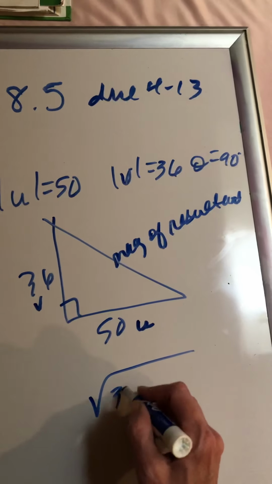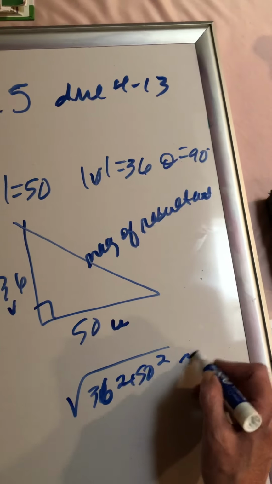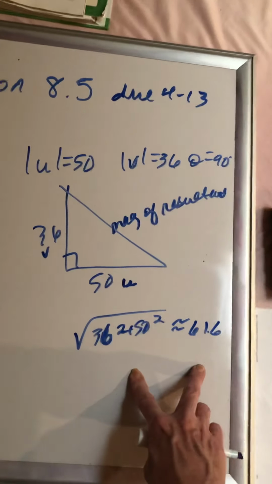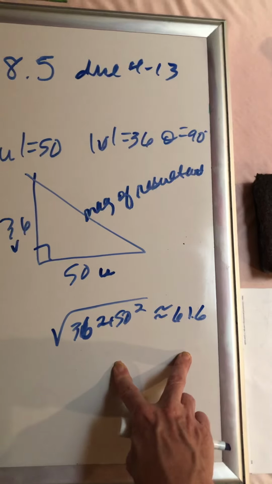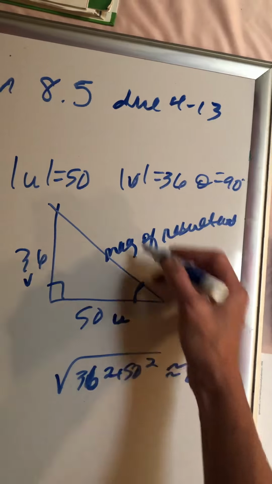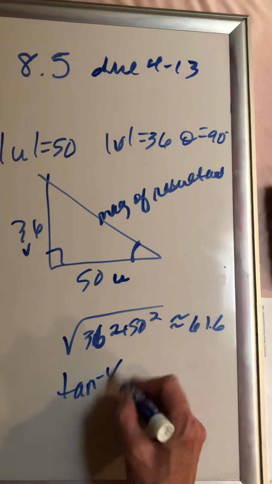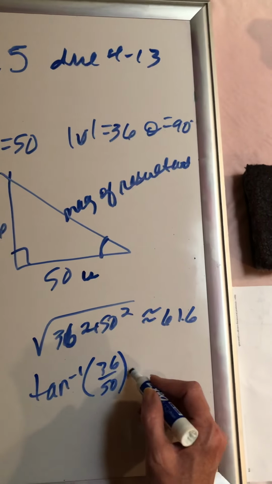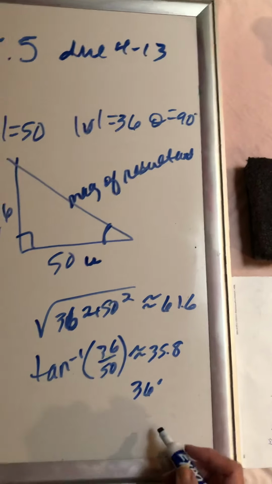So again, it's the square root of 36 squared plus 50 squared, which gives you about 61.6 if you're asked to round it to the nearest tenth. Then we want the angle that the resultant makes with U. So we want this angle down here, because here's my resultant, here's U. So again, it's inverse tangent of 36 opposite over adjacent 50. That gives you about 35.8. You were asked to do it to the nearest degree, so about 36.